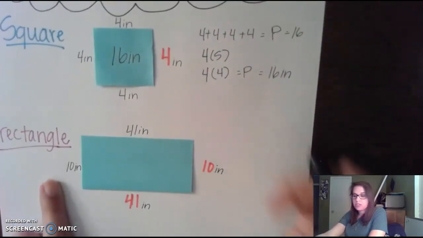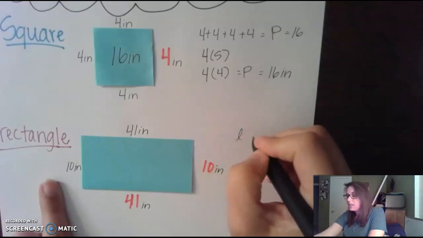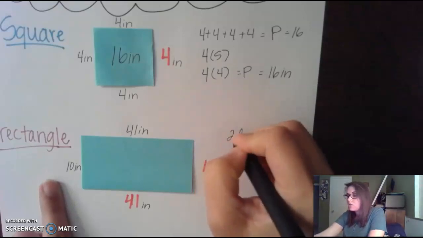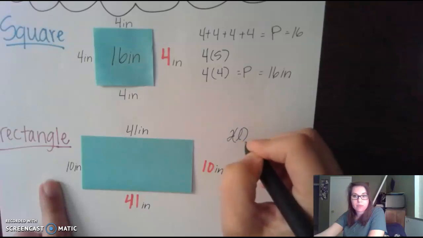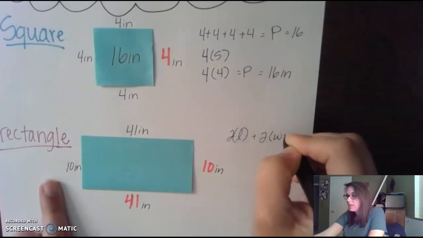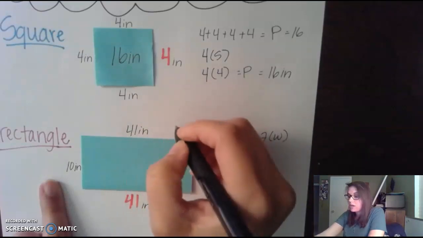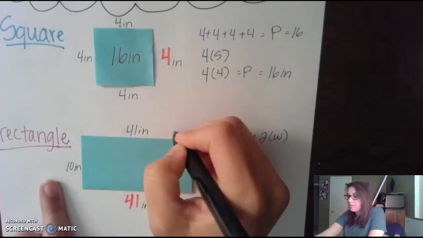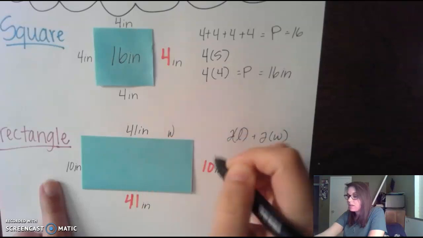And there's two ways we can do this. We can do 2 length plus 2 width, which remember, that's parentheses, that means you're going to multiply. This is our width, and this is our length.